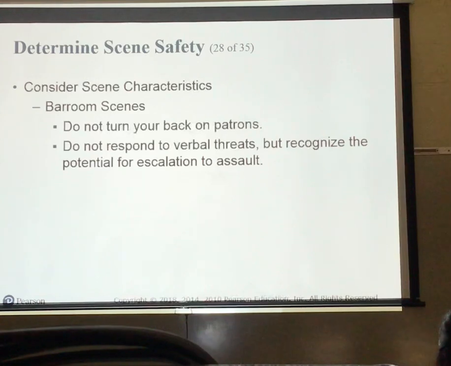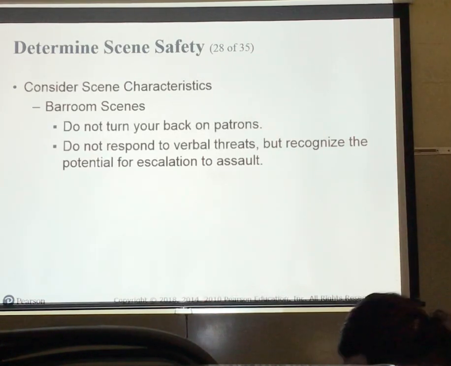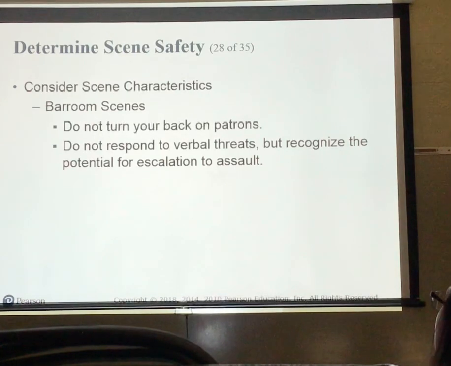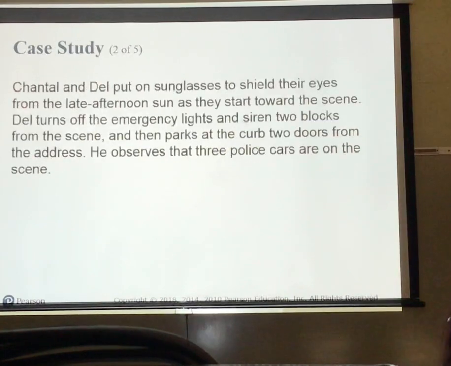Don't turn your back on people in the bar. Don't reply to verbal threats, but never ignore them either. It takes only an instant for verbal abuse to turn into physical assault. If the situation becomes threatening, retreat and call the police.